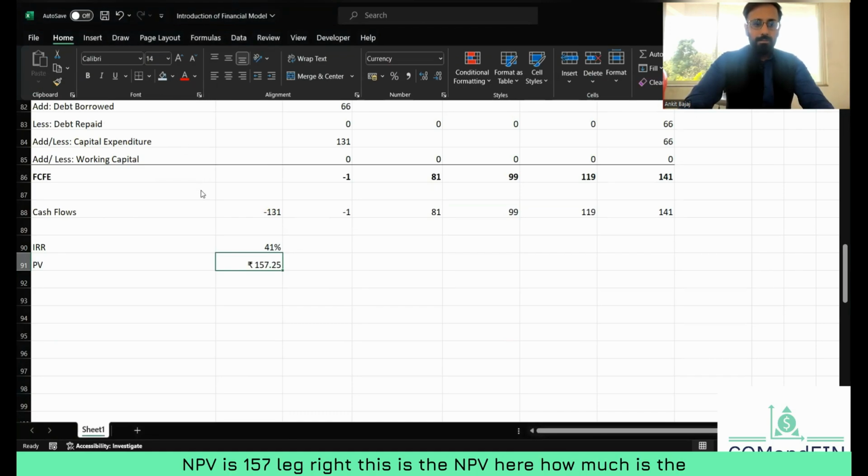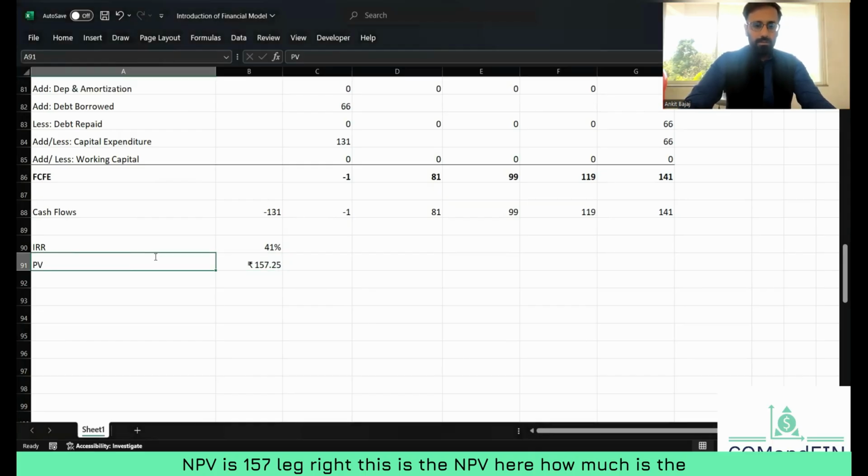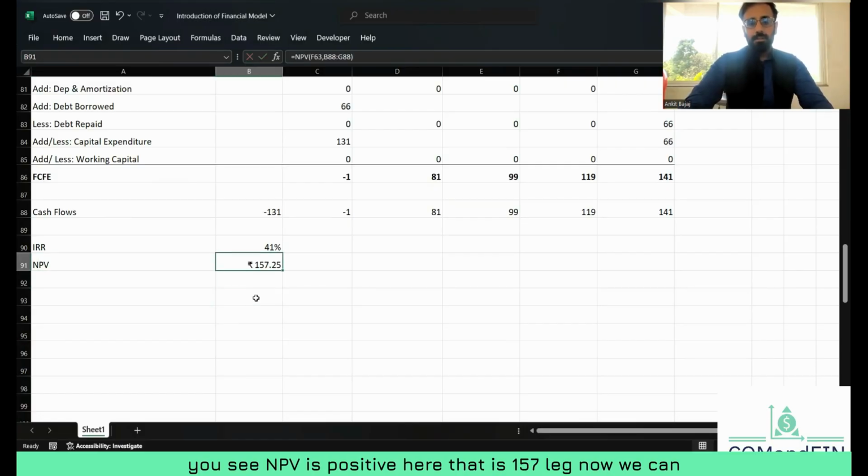Here the NPV is 157 lakh. This is the NPV here. How much is the NPV? NPV is positive. If you see, NPV is positive here, that is 157 lakh.